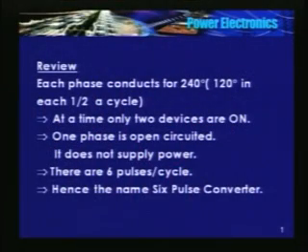In my last lecture I discussed the operation of the 3-pulse converter, that is 3-phase half-wave rectification. We found that each device conducts for 120 degrees and each phase is also supplying power for 120 degrees. So each phase supplies power only in half a cycle for a 120 degree duration.